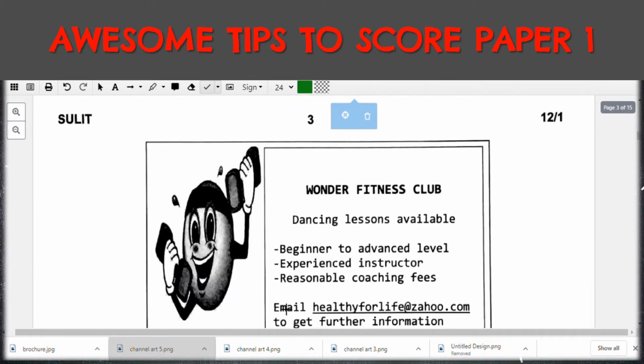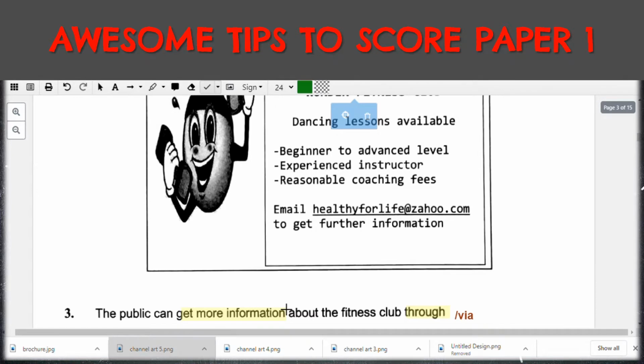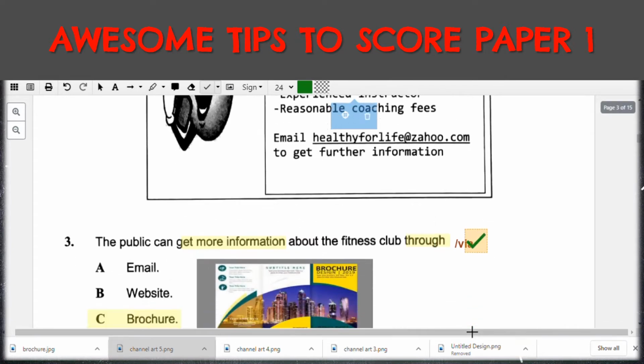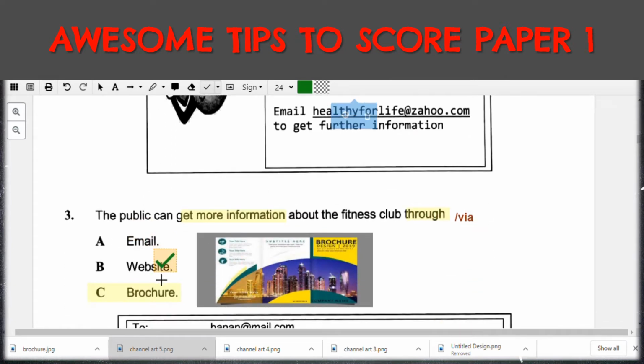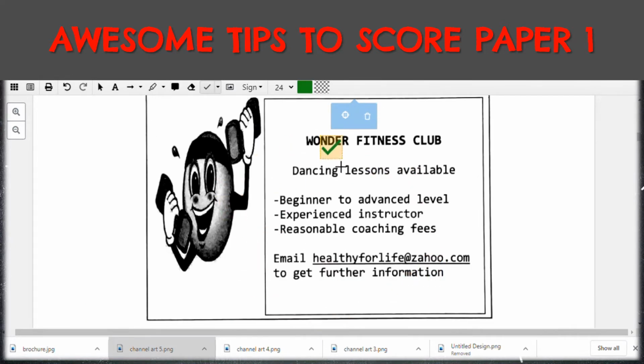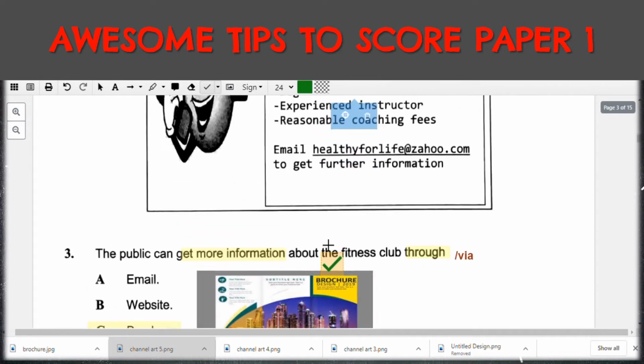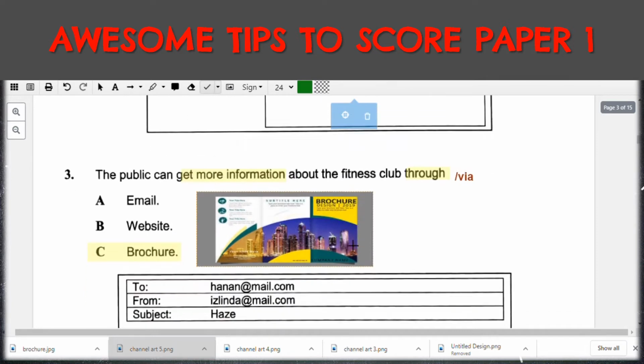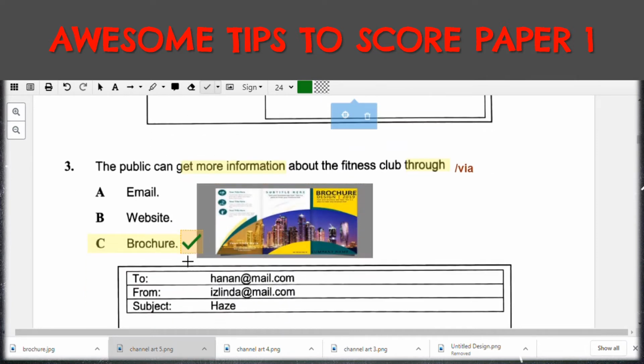Next, look at question 3. Now, the public can get more information about the fitness club through or via email, website, or brochure. This is definitely not an email. This is definitely not a website. This is a brochure. So answer 3C, brochure.